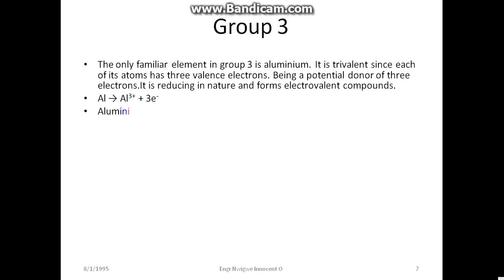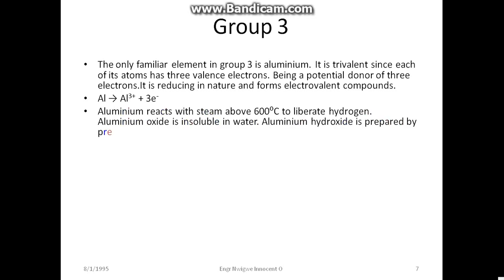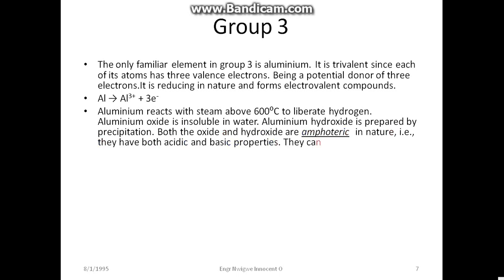Aluminium reacts with steam above 600 degrees centigrade to liberate hydrogen. Aluminium oxide is insoluble in water. Aluminium hydroxide is prepared by precipitation. Both the oxide and hydroxide are amphoteric in nature, that is, they have both acidic and basic properties. They can form normal and complex salts with acid and alkali respectively.